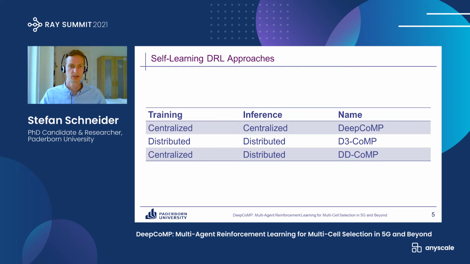D3CoMP is completely distributed, so it uses distributed separate policies, separate neural networks during training and also during inference. Whereas DDCoMP is also multi-agent, but it uses a shared policy, a shared neural network during training, which can then be replicated for distributed inference. I'll walk through these different approaches and compare their strengths and weaknesses.